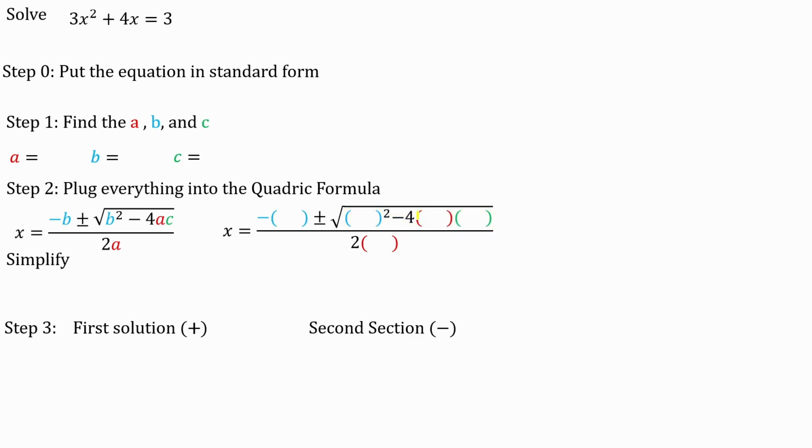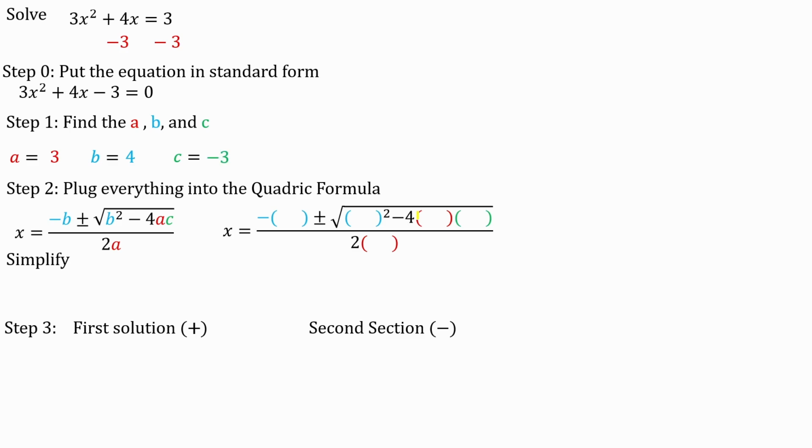Let's do the second question. Let's put it into standard form. So we have to minus 3 from both sides to make sure it equals 0. In standard form, it is 3x squared plus 4x minus 3 is equal to 0. The a is 3, the b is 4, and the c is negative 3.